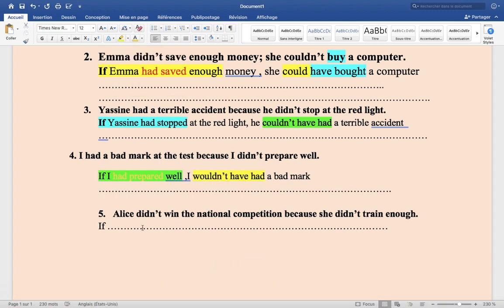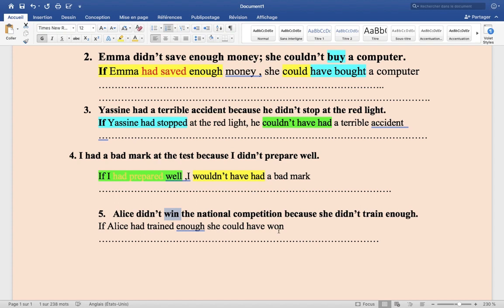Number five, we have: Alice didn't win the national competition because she didn't train enough. You can say, if Alice had trained enough, or had trained well, she could have won. We have the verb win, and the past participle of win is won.